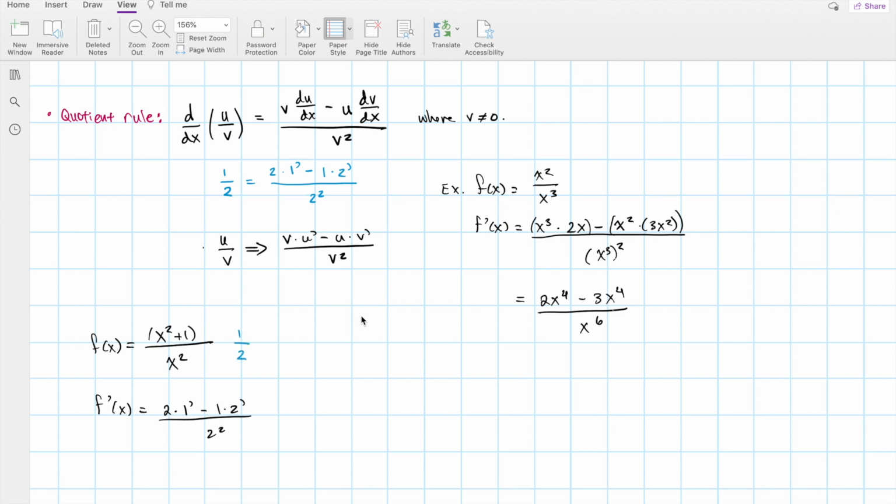So let's plug things in. So we take the bottom times the derivative of the top, which is x squared plus 1. So we have to take 2x, and then plus 1 is just 0, so just like that, minus the top, x squared plus 1, multiplied by the derivative of the bottom, which is also 2x, all over the bottom squared, which is x squared to the power of 2. Simplifying that down, you get your answer.